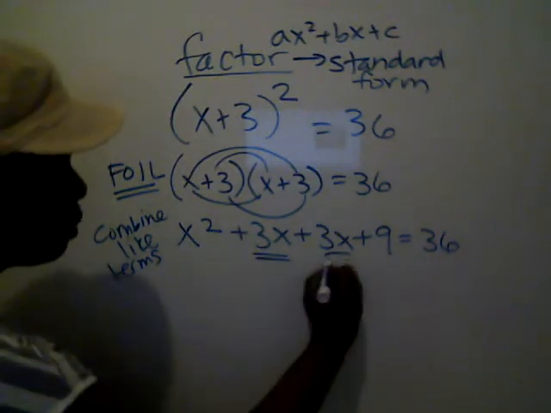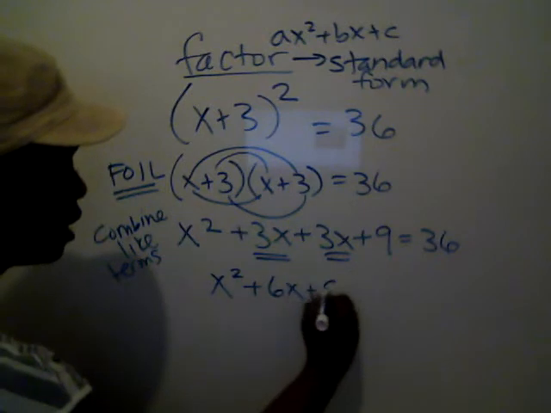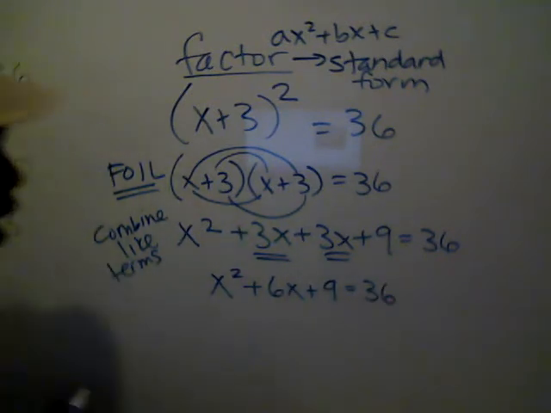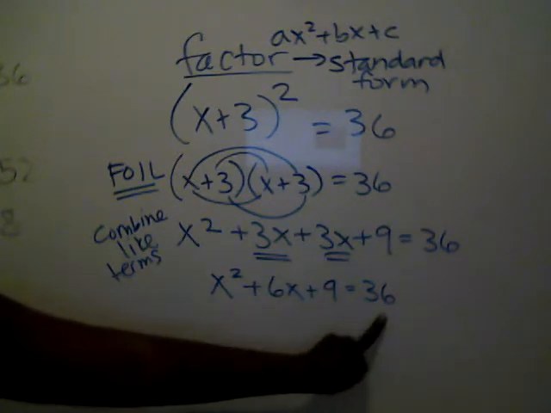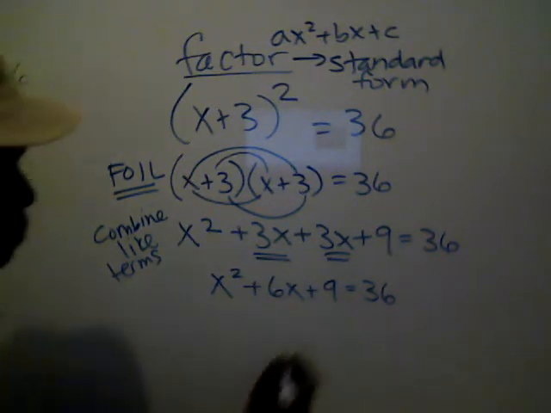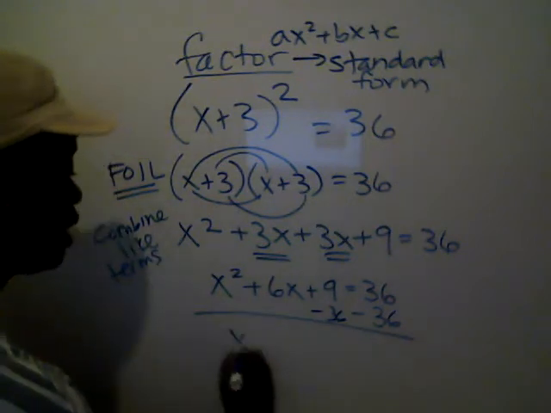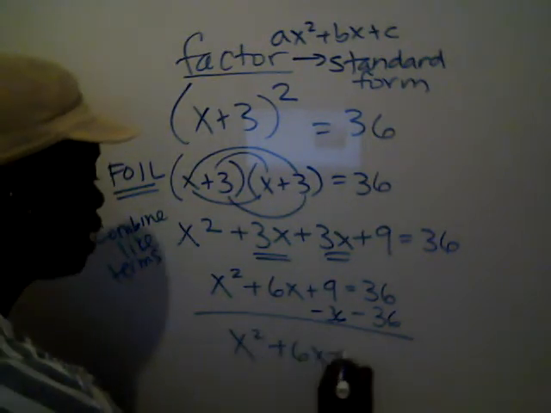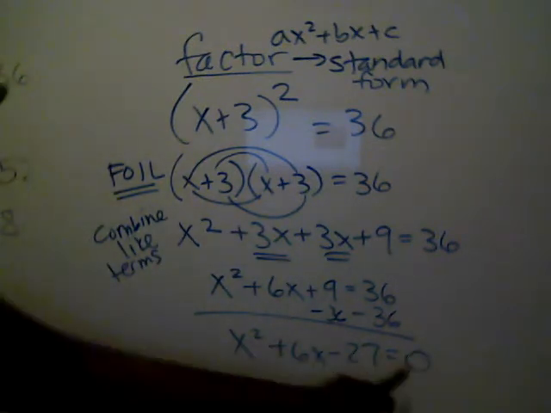So these guys are similar. We can combine those. So we get x squared plus 6x plus 9 equals 36. And remember, we said we can only factor if it's equal to 0. It's equal to 36, so we need to get this to be a 0. So we're going to subtract 36 from both sides. So we get x squared plus 6x minus 27 equals 0. Now we're in standard form, it's equal to 0.